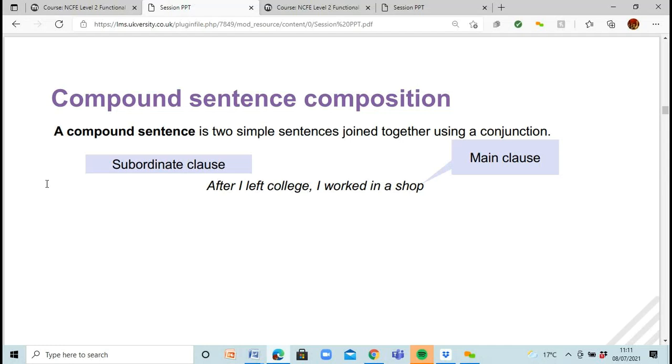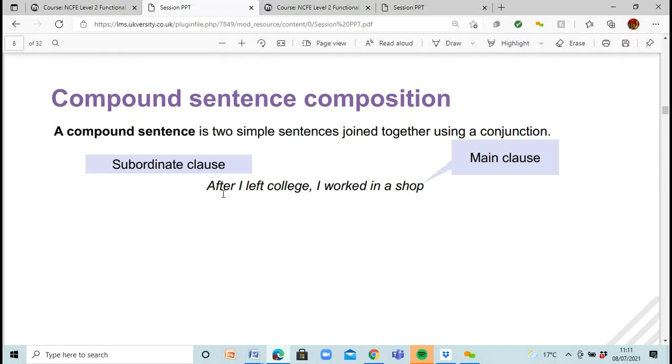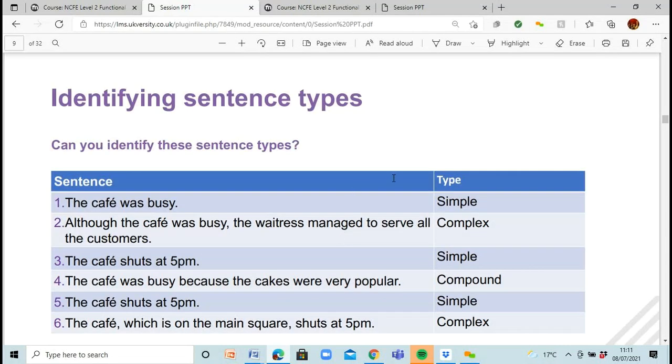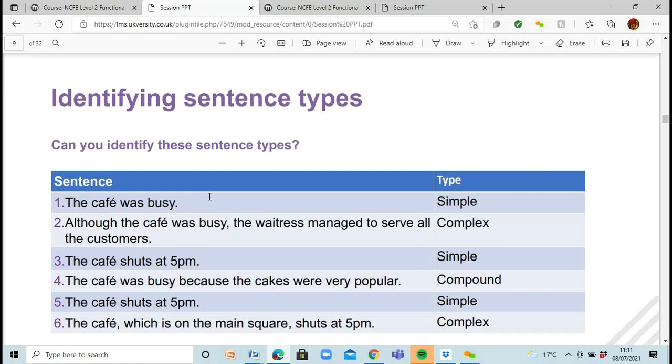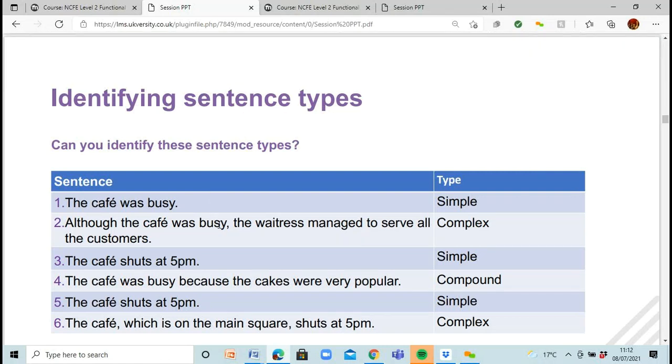You've got subordinate clauses. So one subordinate clause is after I left college. But the main clause is I worked in a shop. So this is just giving you extra information. So after I left college, I worked in a shop. And now we're going to look at these sentence types and I'll tell you what they are. So a simple sentence would just be the cafe was busy. Now we're going to turn this into a bit more of a complex sentence. Although the cafe was busy, the waitress managed to serve all the customers.